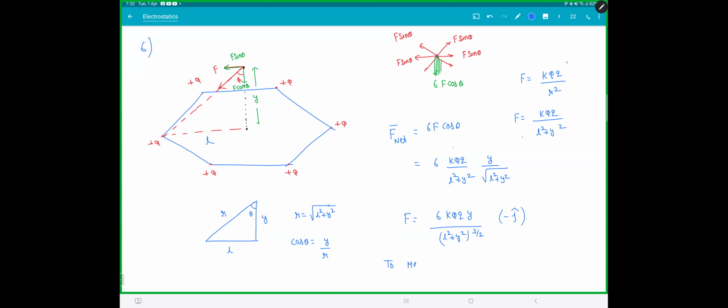So if you want to maximize this function, the first differential df by dy must be equal to 0.